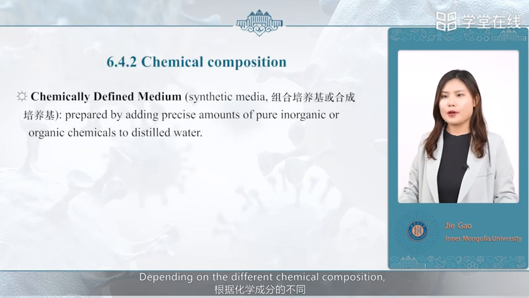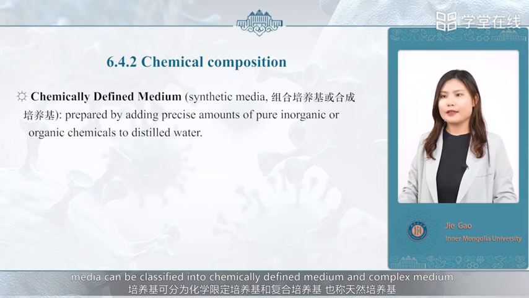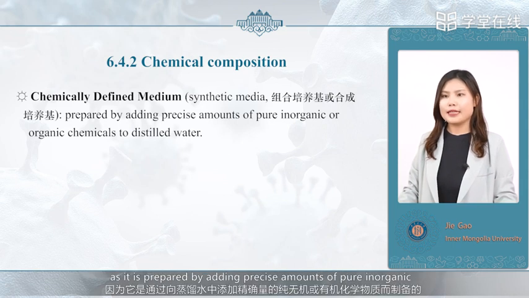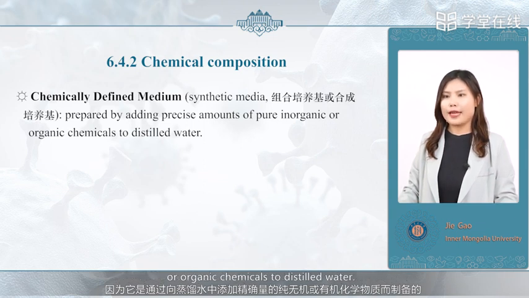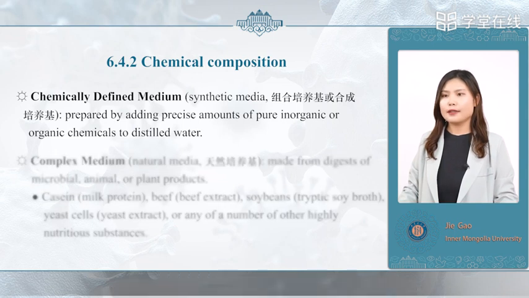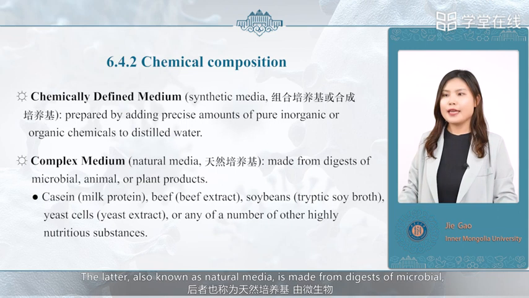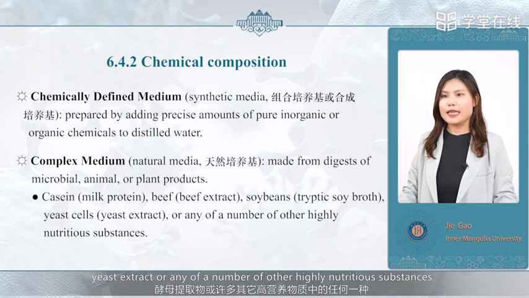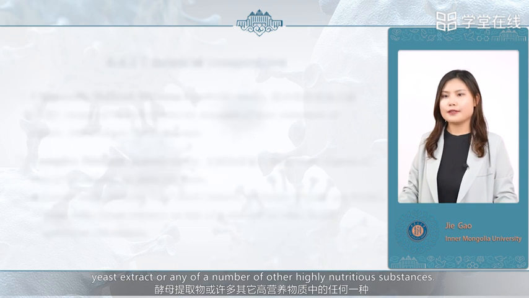Depending on the different chemical composition, media can be classified into chemically defined medium and complex medium. The former is also named synthetic medium, as it is prepared by adding precise amounts of pure inorganic or organic chemicals to distilled water. The latter, also known as natural medium, is made from digests of microbial, animal, or plant products, such as casein from milk protein, beef extract, yeast extract, or any of a number of other highly nutritious substances.